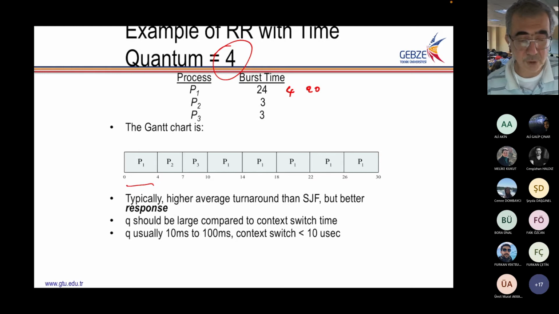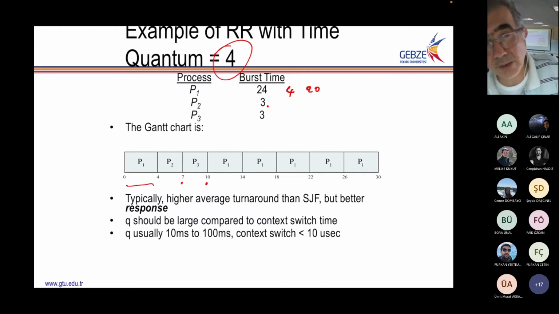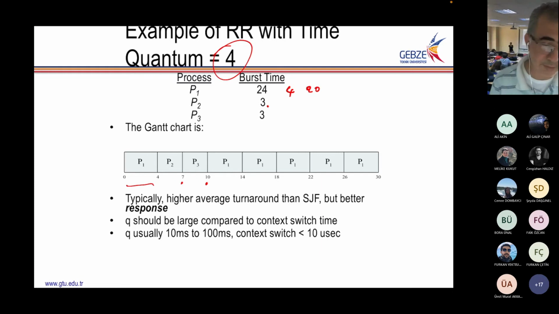Execute that for a quantum of 4, but unfortunately it finishes at time 3 because its length is 3. So at time 7, you are back to the scheduler because P2 is finished. The next one in the ready queue is P3. Then you execute that, another 3. Although you have up to 4, it also finishes. Now you are back to P1.